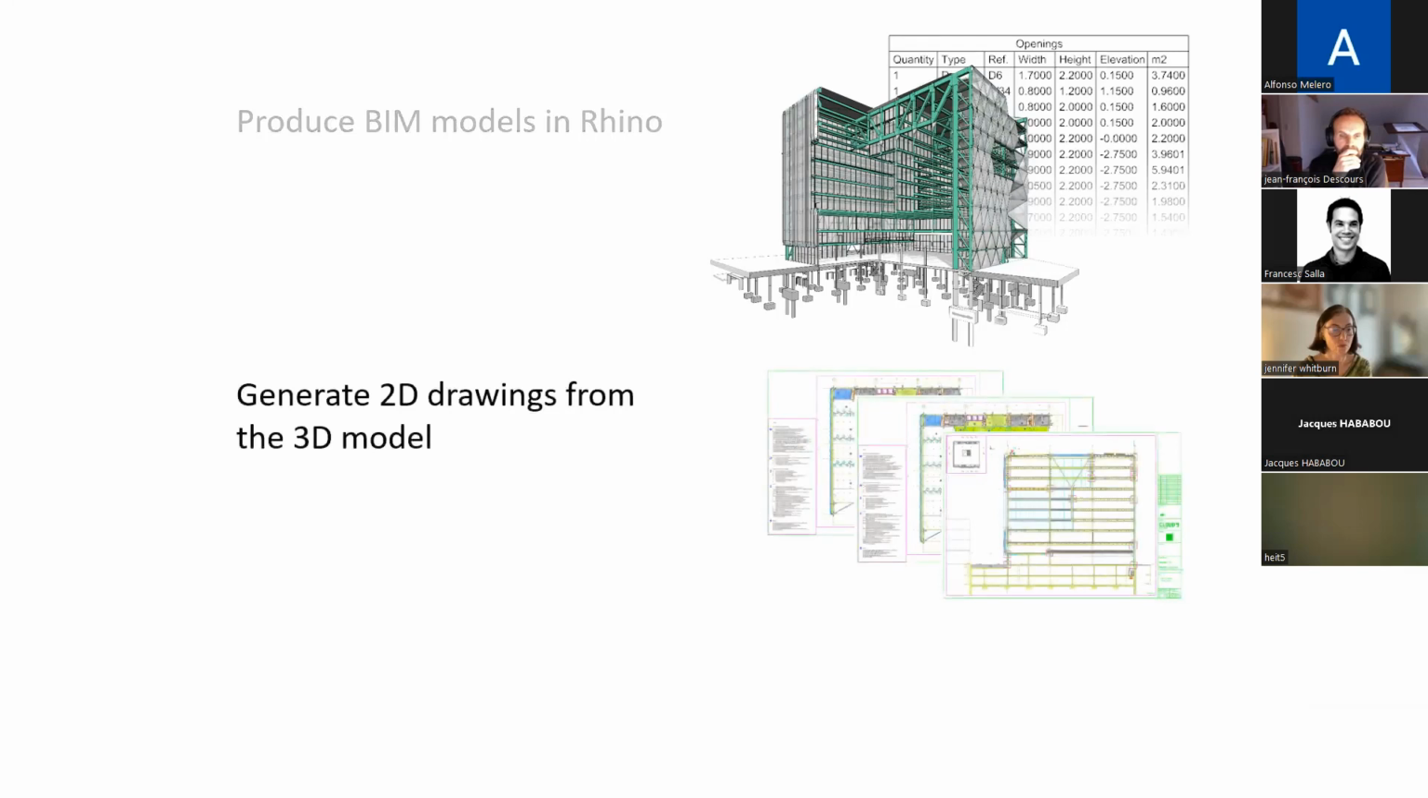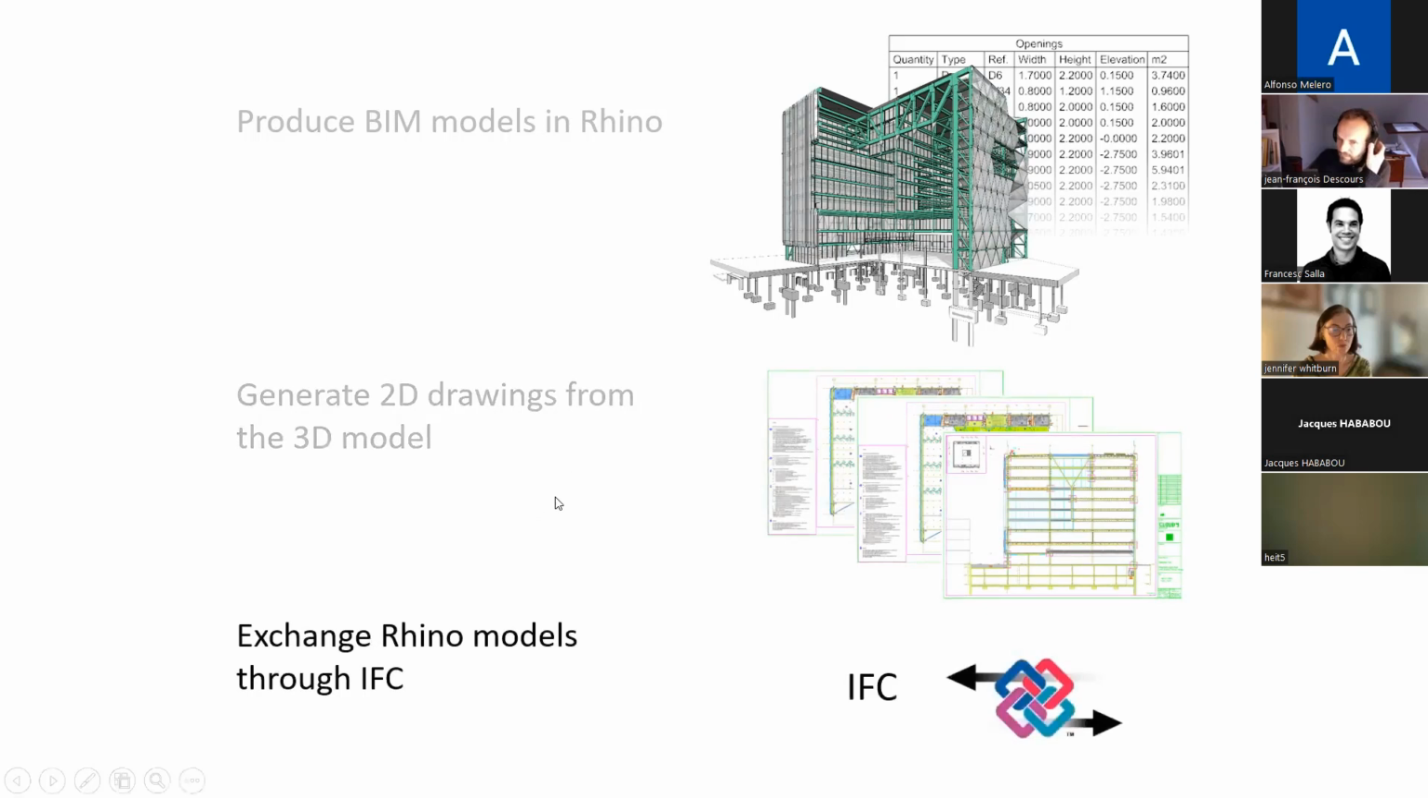Secondly, VisualARQ provides the tools to produce all the 2D drawings from a 3D model in a way that they are linked to the 3D model. So all the information in the drawings comes from the 3D model. And finally, VisualARQ also provides the option to exchange Rhino models with other software through the IFC file format, that, as you may know, is the standard format for exchanging BIM models within AEC applications in the market.